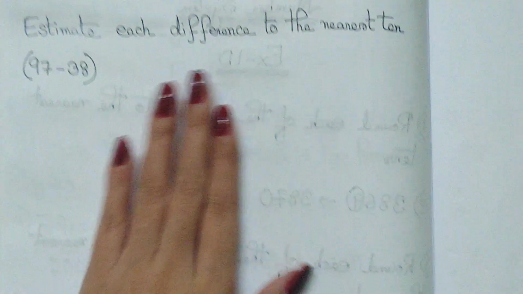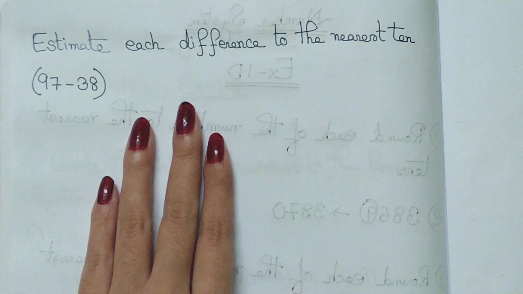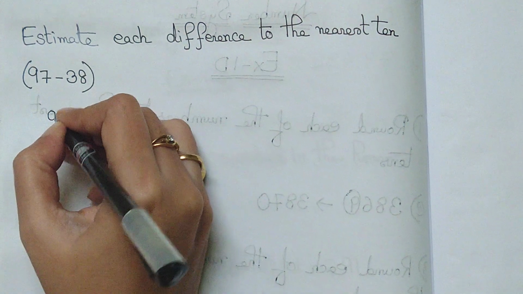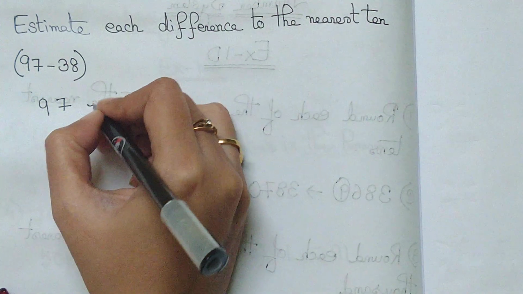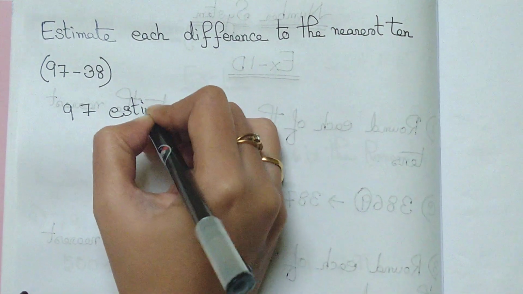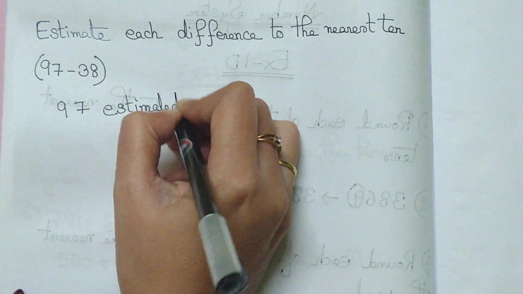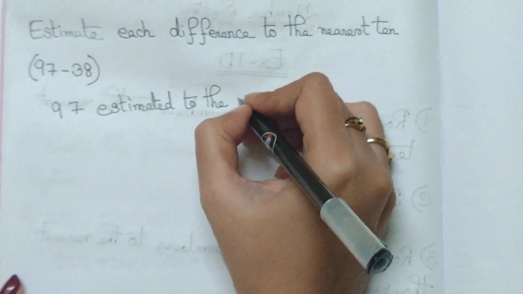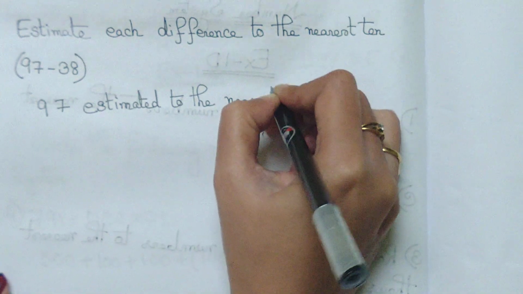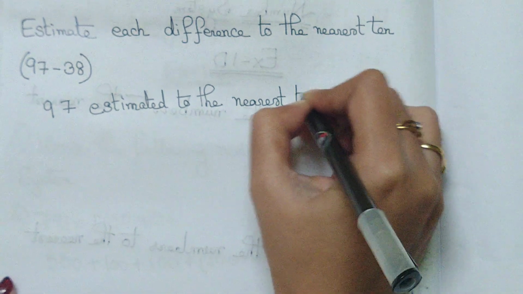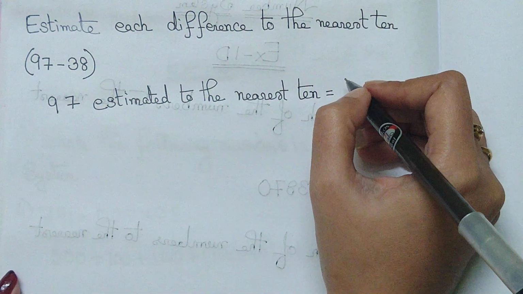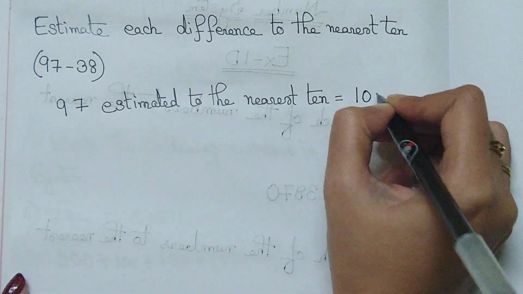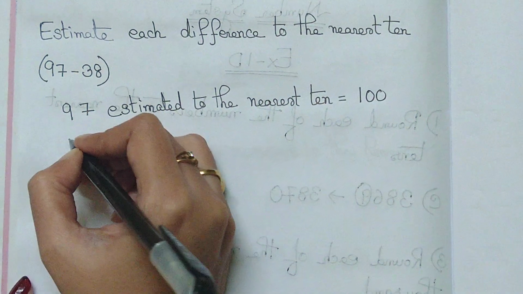Next question, estimate each difference to the nearest tens. So 97 estimated to the nearest tens is equal to 7 is greater than 5. So 1 will be added up with 9. 9 plus 1, 10 and 0.